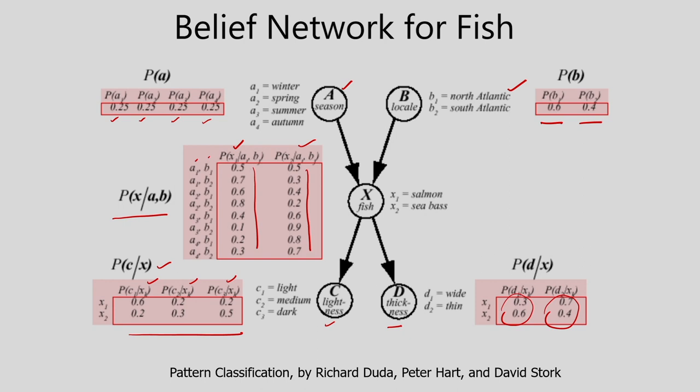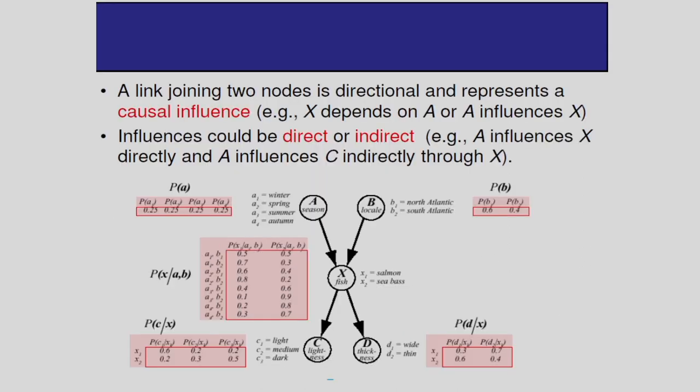So which fish do we have to select? That is, we have to go for decision making: which fish to select based on these conditions. After this, a link joining two nodes is directional and represents a causal influence. I have already explained what causal influence is. X depends on A, or I can say A influences X.